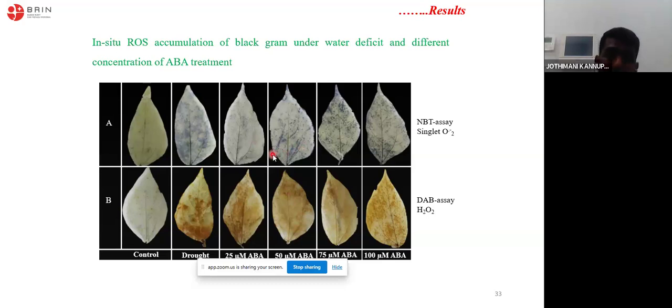The maximum hydrogen peroxide and superoxide quenching spots were observed in the 10th day water deficit stress treated plants. ABA decreased the ROS level; the high level of quenching spots decreased at 25 micromolar superoxide and 75 micromolar of ABA treatment. The high level of ROS was reduced in 75 micromolar ABA treated black gram plants.